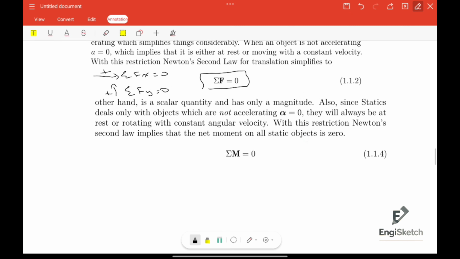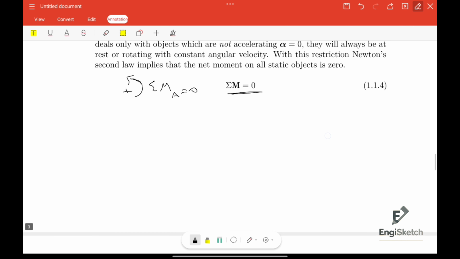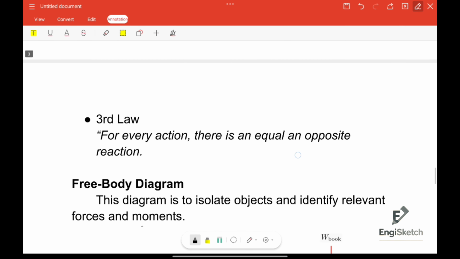Also, the second formula that we will use is the summation of moments. For example, the summation of moments around any point equals 0, and the assumption is that counterclockwise rotation is positive. However, we will just see these formulas now, but later on when we are studying this course and we have more examples, we will know how to use these three equations or formulas.